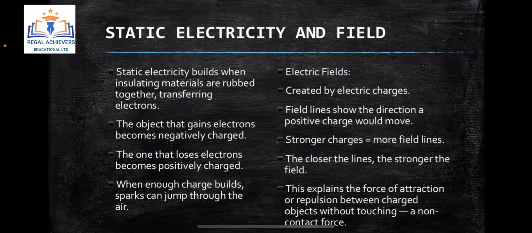Electric field is created by electric charges. That is why we have what we call the electric field. And the field lines show the direction a positive charge would move. Stronger charges is equivalent to more field lines. The closer the lines, the stronger the field. This explains the force of attraction or repulsion between charged objects without touching. And that is the non-contact force. That is what we mean by non-contact force as well.